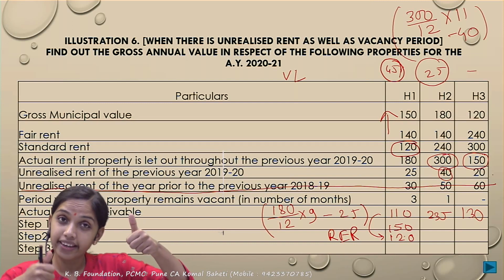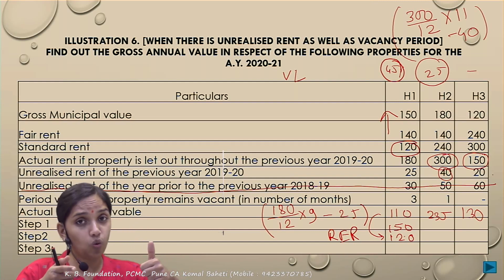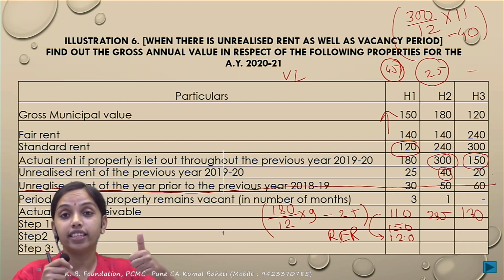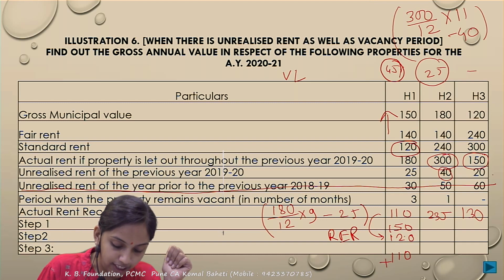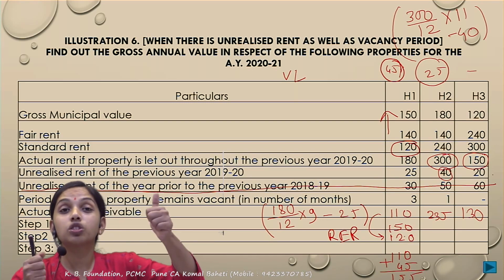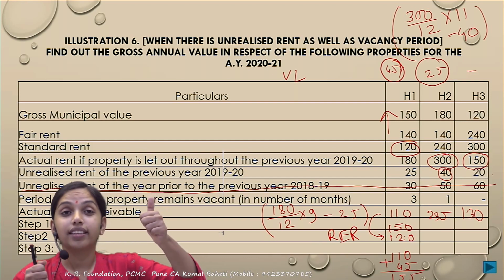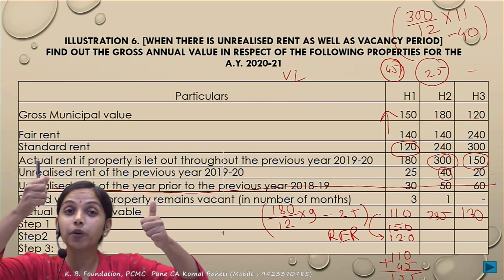I am lower, agreed 100%. But why am I lower? Because of vacancy. If there is no vacancy, I would be higher than you. Okay, really? Check it out. Add back the vacancy. So 110 plus vacancy loss, how much is it? 45. So if there is no vacancy, how much would the actual rent have been? 155. So that is more than your RER.